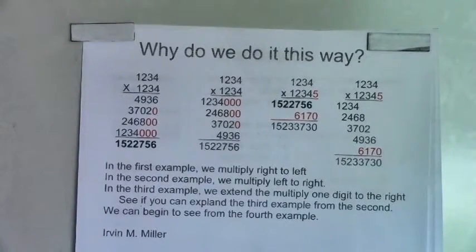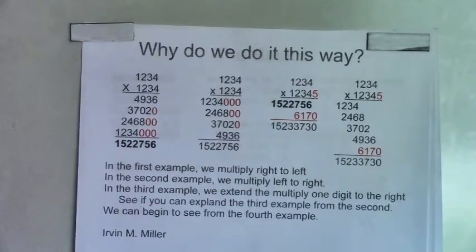Now, first we show 1, 2, 3, 4 multiplied by 1, 2, 3, 4. I put the zeros in red there because usually I leave them out because they just happen to be a distraction. But basically, the second line, the 37020, we obtain by multiplying by 30. And so we put the 0 for the 30, and then we continue multiplying by 3.